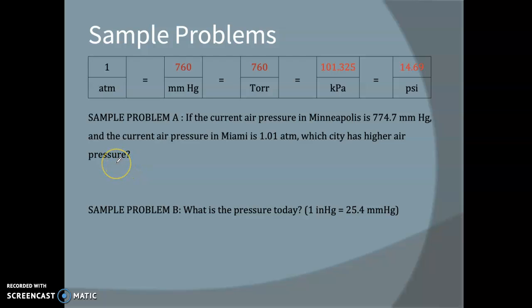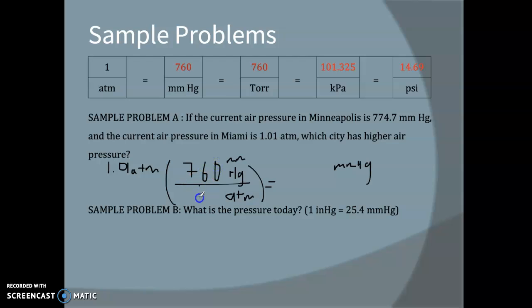So if I were to look at that, what I want to do is I want to take 1.01 atmospheres and I want to convert it to millimeters of mercury, mmHg, okay, to be able to compare them. Okay, now to do that I need to lay out a conversion factor that looks like this. Whatever units I start with go on bottom. So that's atmospheres. Whatever units I want, in this case millimeters of mercury, go on top. And then I look up here and I see that there's 760 millimeters of mercury for every 1 atmosphere.